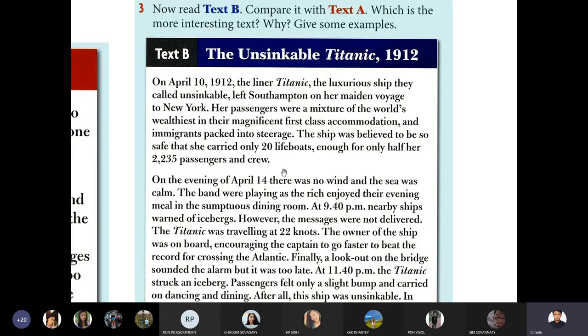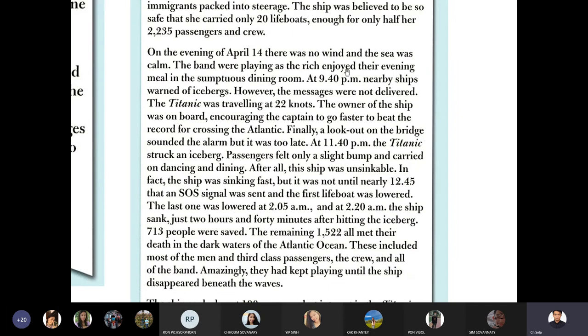On the evening of April 14, there was no wind and the sea was calm. The band were playing as the rich enjoyed their evening meals in the dining room. At 9:40 p.m., nearby ships warned of icebergs. However, the messages were not delivered. The Titanic was traveling at 20 knots, and the owner of the ship was on board, encouraging the captain to go faster to beat the record for crossing the Atlantic. Finally, a lookout on the iceberg sounded the alarm, but it was too late.